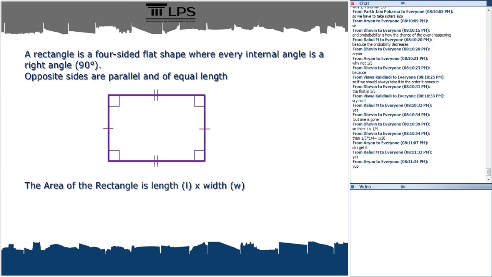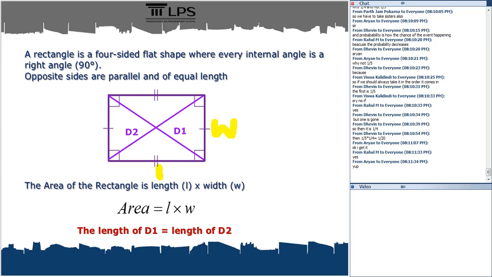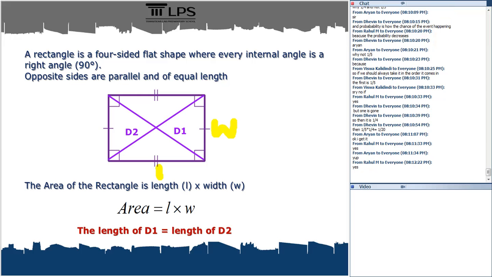This is the area of the rectangle. The area of the rectangle is length times width. So this is the length and this is the width. There is one more part of this rectangle, which is the diagonal. What is coming on the screen now is a diagonal. I will call this diagonal D1. Then comes another diagonal, that is D2. And the property of the diagonals is that the length of D1 is equal to the length of D2.